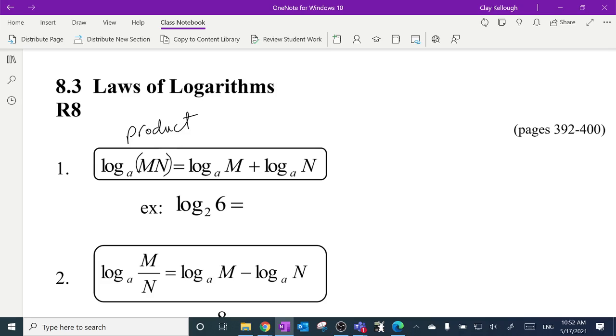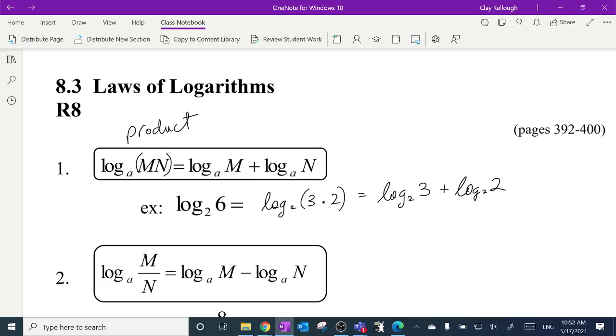The product law says that log to the base a of a product is the same as log to the base a of m plus log to the base a of n. In other words, you can split the product into an addition, into a sum. So for example, log to the base 2 of 6 could be thought of as log to the base 2 of 3 times 2, which is the same as saying log to the base 2 of 3 plus log to the base 2 of 2.